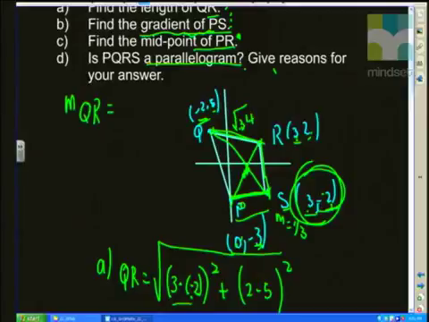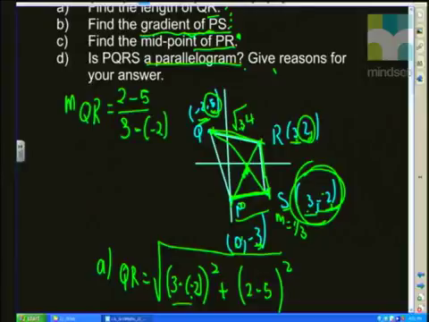All right. So remember, your gradient is going to be y2 minus y1 all over x2 minus x1. And again, use your brackets so that your signs don't get confused there. 2 minus 5 is negative 3 all over 3 plus 2 is 5, and you get the gradient of QR is negative 3 over 5.